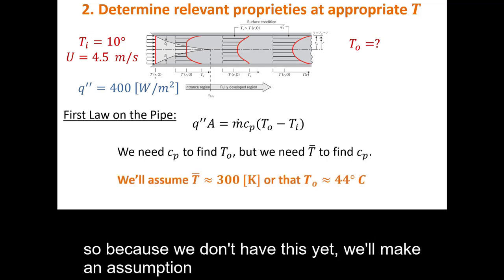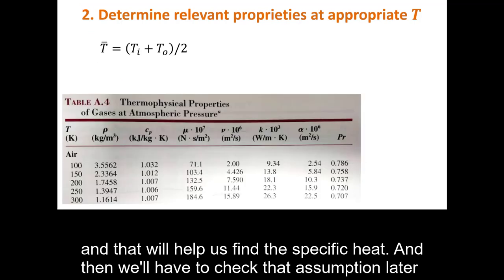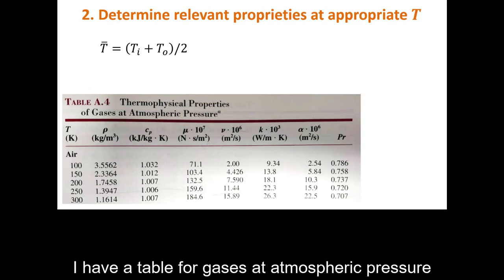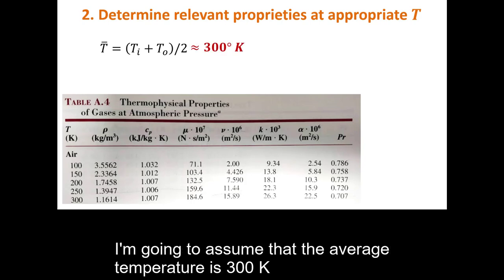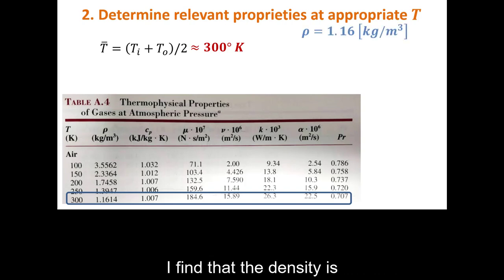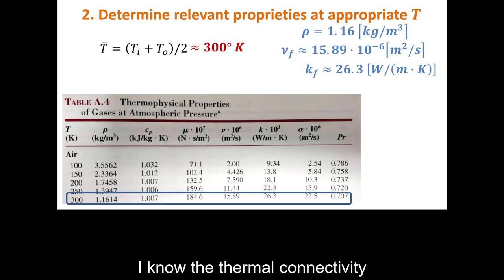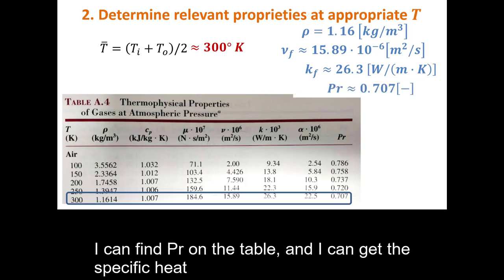So because we don't have this yet, we'll make an assumption, and that'll help us find the specific heat, and then we'll have to check that assumption later. So I have a table for gases at atmospheric pressure. I'm going to assume that the average temperature is 300 degrees Kelvin. So I'll read my properties off this line in table A.4. I find that the density is 1.16 kilograms per meter cubed. I know the viscosity. I know the thermal conductivity. I can find the Prandtl number on the table, and I can get the specific heat.